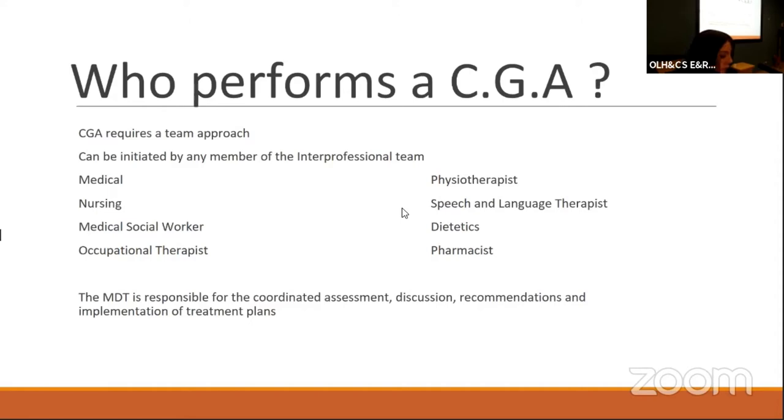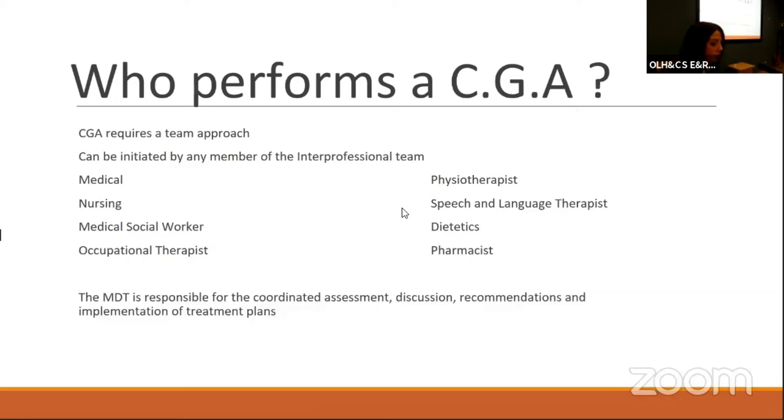Together, the team creates a comprehensive plan of care in collaboration with the patient and the family, and that's very important. Again, you have to have buy-in from the patient around the interventions, the goal setting, and the planned follow-up.